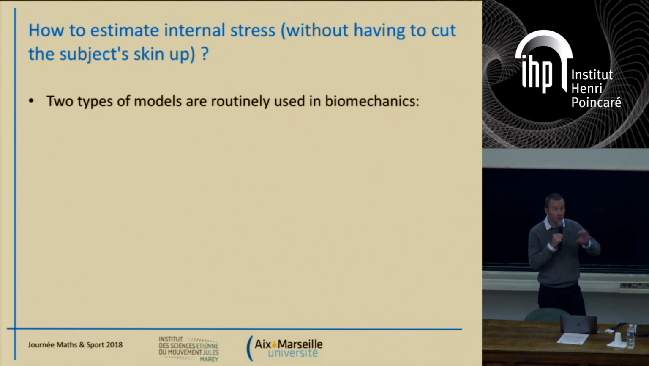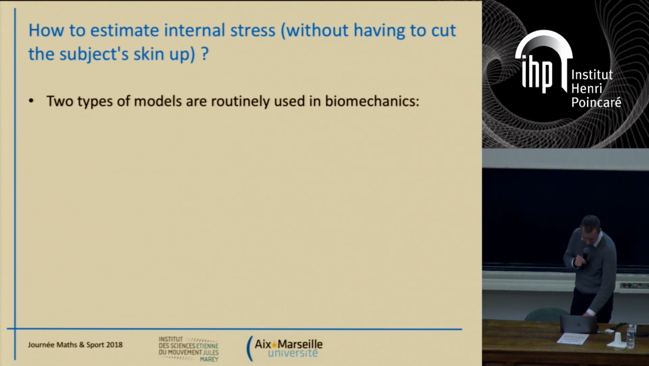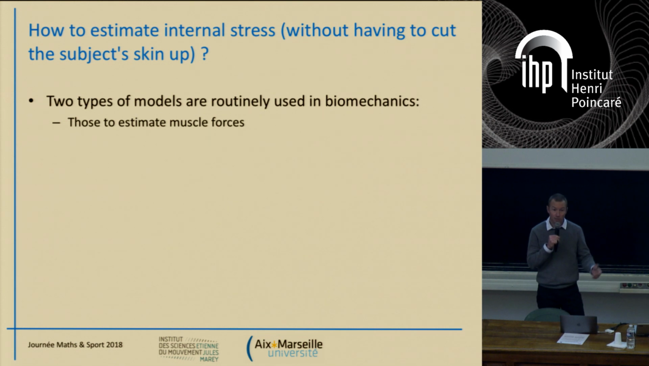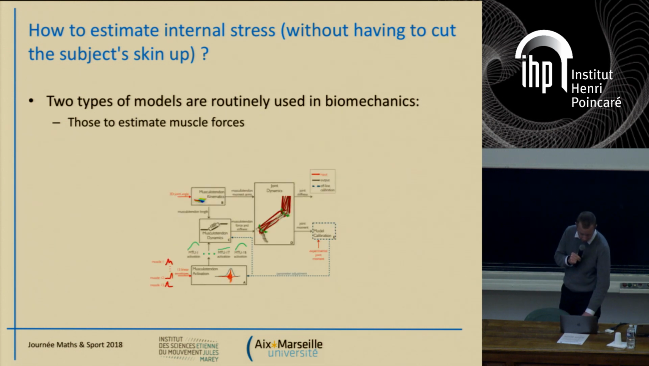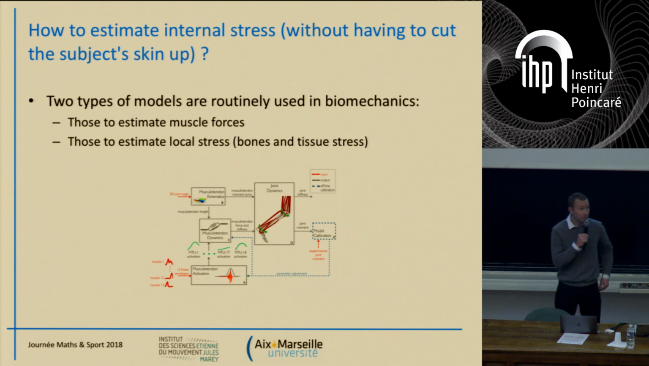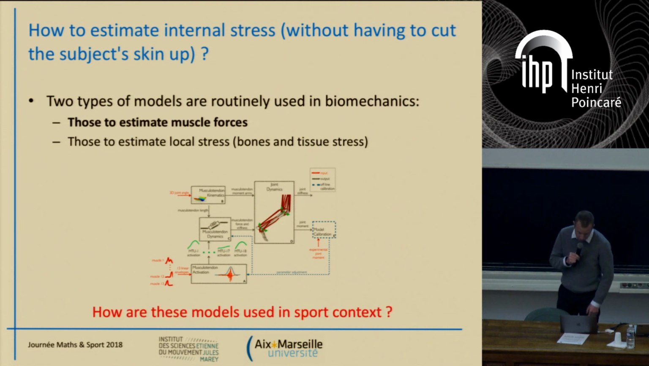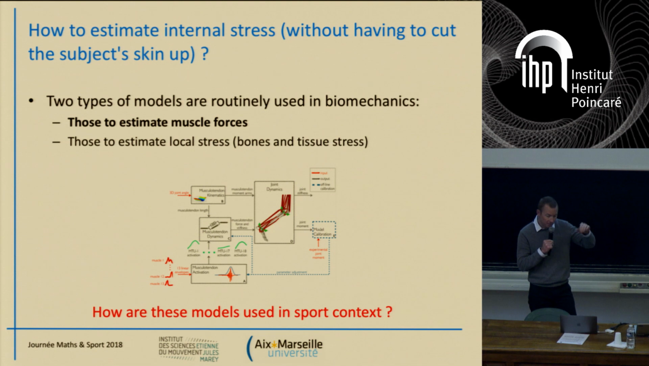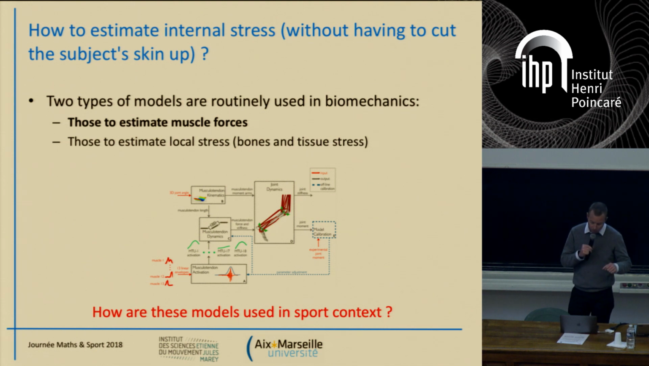In biomechanics, or in sport movement in general, two types of models are used to estimate the internal stress. The first ones are used to estimate the muscle forces. That can be some complex models. And the second ones, as you have already seen with Lee's presentation, are able to estimate the local stress, the internal stress, and are usually done by finite element modeling. So I'll try to express these two types of model in the sport context.